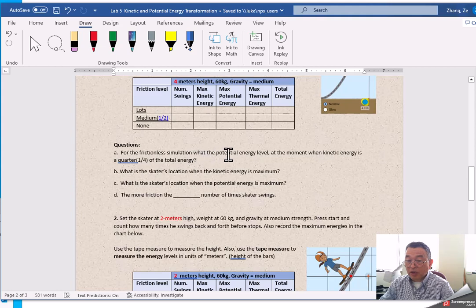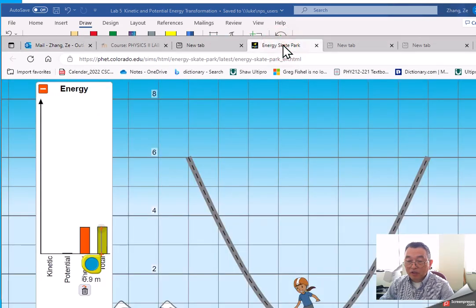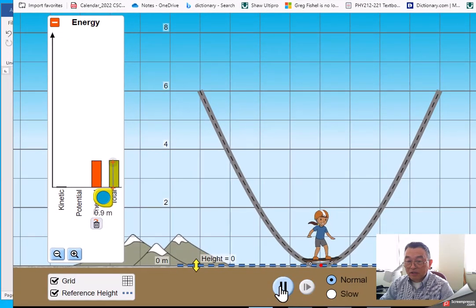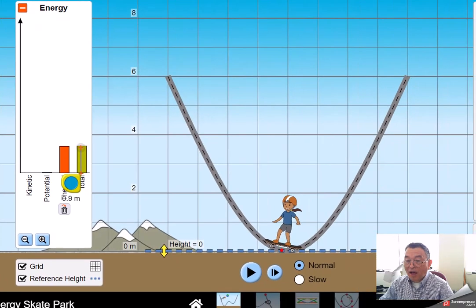simulation: what is the potential energy level at the moment when the kinetic energy is a quarter of the total energy? Only this one is a little bit challenging. I want you to observe, not just start the simulation. It keeps on swaying, and you see all these energies changing like crazy in real time. What you really want to do is observe when this is at a quarter of the total, and what the potential energy is. So where is the potential energy? That one you have to just observe. Don't ask me for the answer, okay? That's part of the lab.